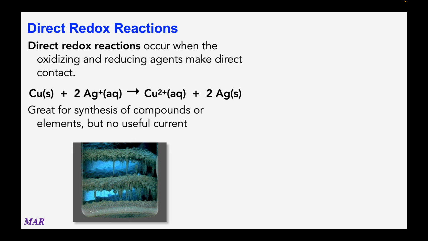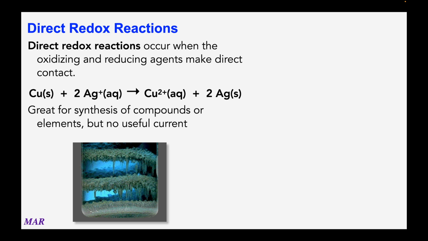Direct redox reactions are great when you want to have the oxidized species and the reduced species in contact with each other. You usually have really high percent yields, and it's usually fairly easy to separate out the products, which is cool. So in this reaction, they're taking copper metal, which is copper solid.